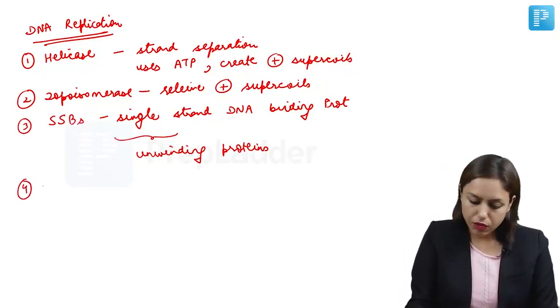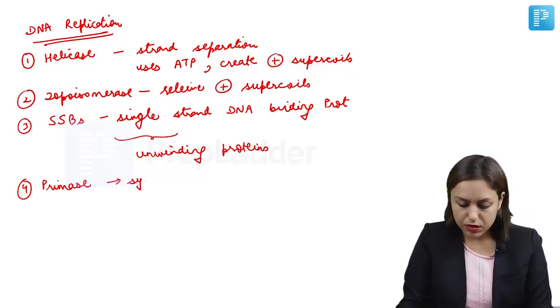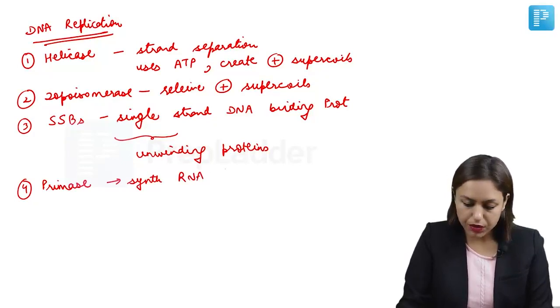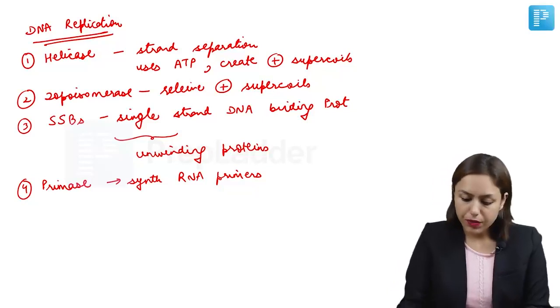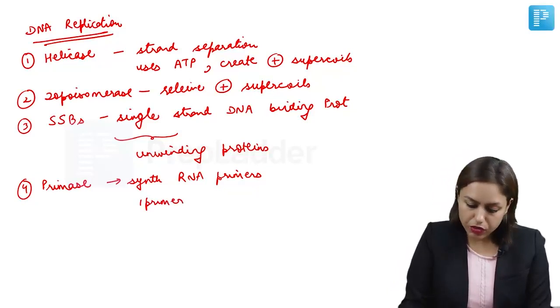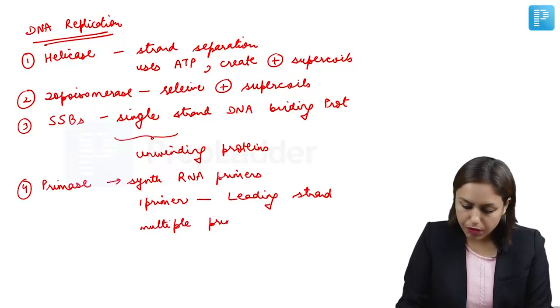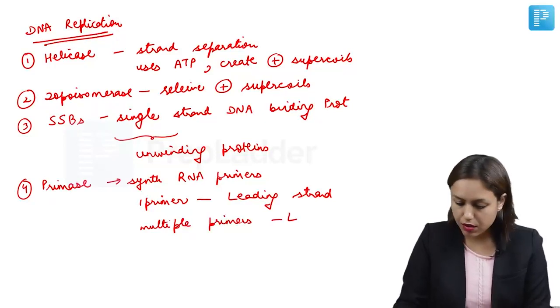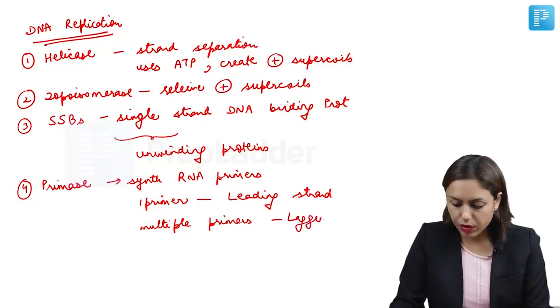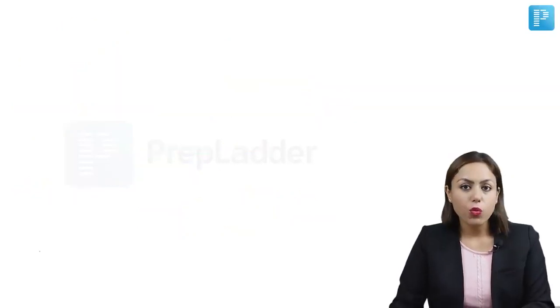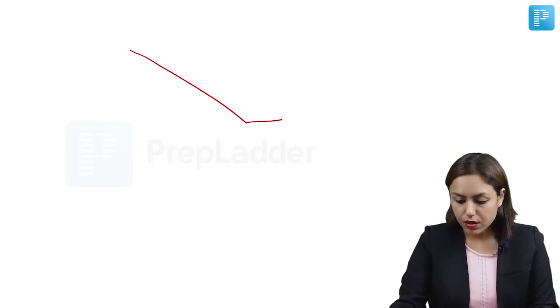Now, what next? Fourth will be primase. Primase enzyme will synthesize RNA primers, right? We require one primer on the leading strand. One primer is required for the leading strand and multiple primers are required on the lagging strand. Okay. Now, what is leading and lagging strand?